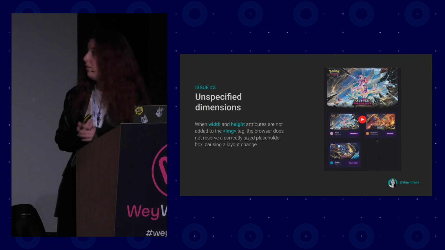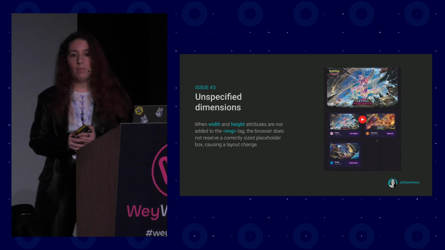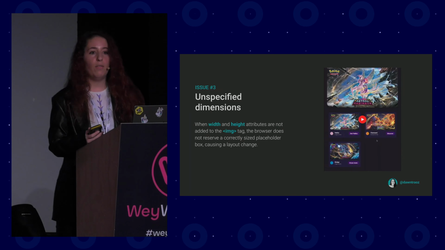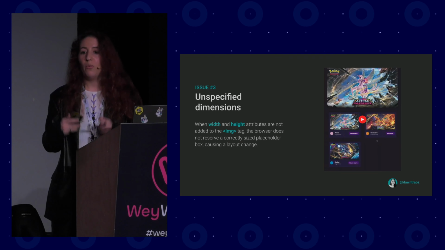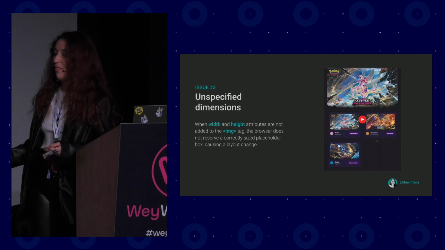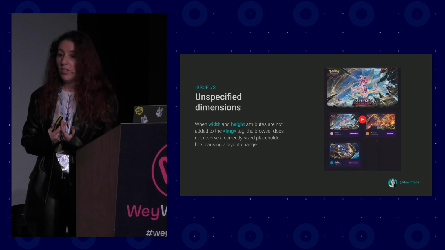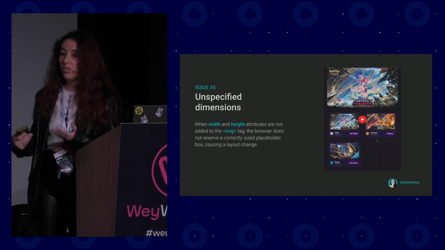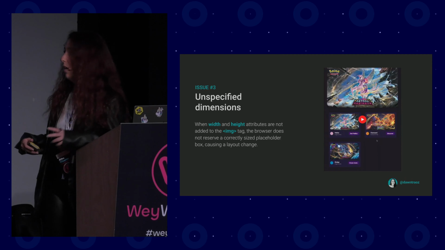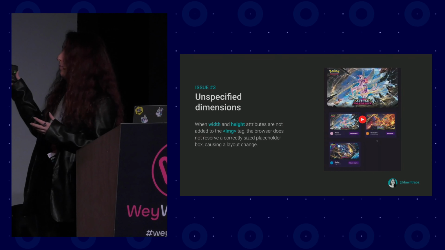Well, when we have everything in place, we will have another problem that is kind of common and everyone knows about it, but I don't know, we are still not adding it to our image tag, and it's the specified dimensions. If we don't add width and height to our image tag, the browser doesn't reserve a space. We don't have a placeholder box, so the layout will change while the images are loaded.